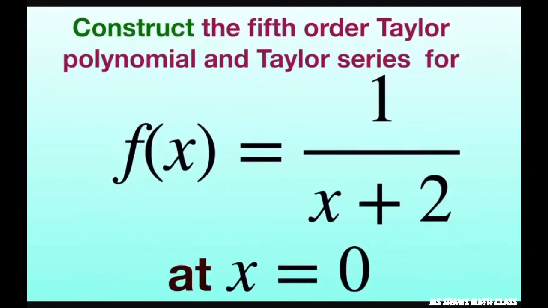One, we're going to construct the fifth order Taylor polynomial and Taylor series for our f of x equals 1 divided by x plus 2 at x equals 0. So what we're going to do is go ahead and take 5 derivatives. So we're going to first look at f of 0. So without any derivatives, that's going to be 1 divided by x plus 2, and evaluate this at x equals 0. This is going to equal 1/2.